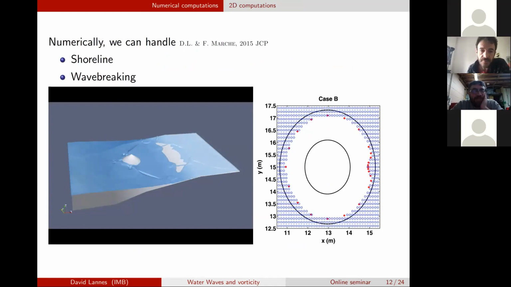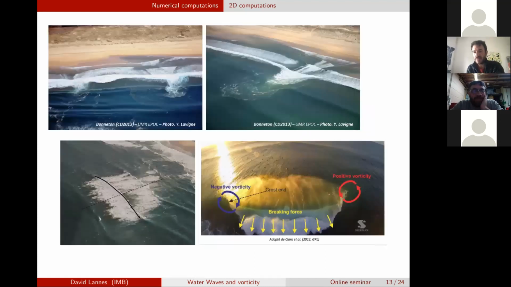So how can we change what we have done in the previous analysis to include vorticity? These are some photographs taken by a collaborator, a physicist in Bordeaux, who is, among other things, studying rip currents, which are vorticity currents created by wave breaking when they reach the shore. You can see them in these photographs. So the motivation was to be able to handle such vorticity effects.